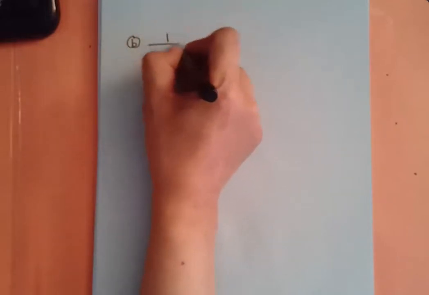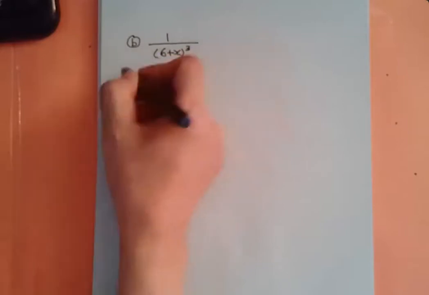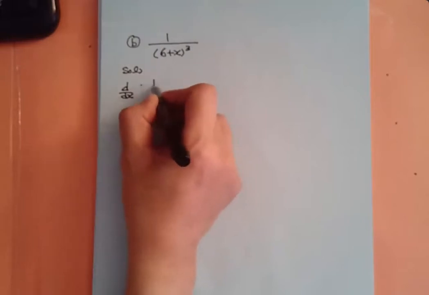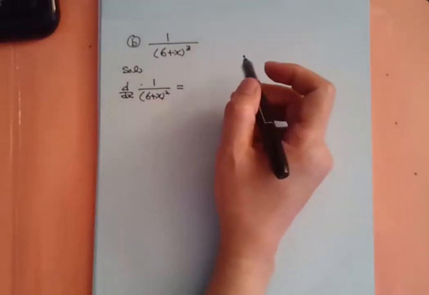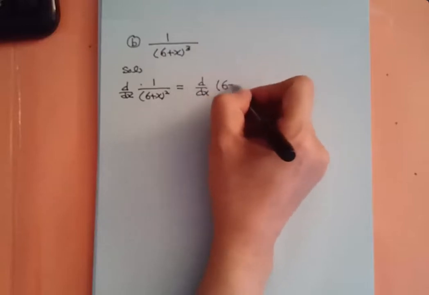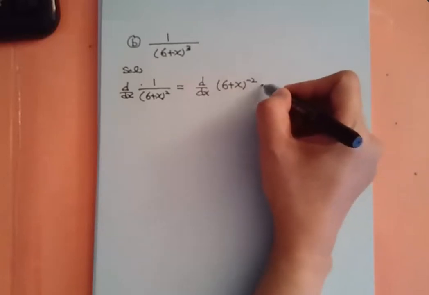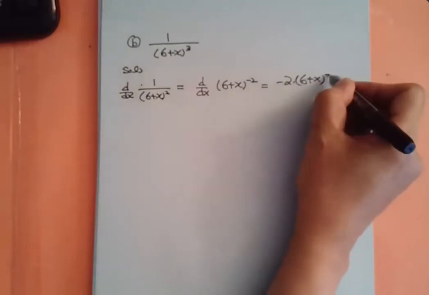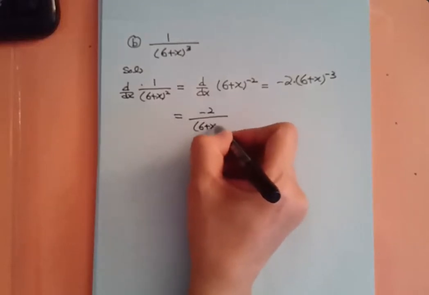The next problem is related to the previous problem, 1 over 6 plus x cubed. So that is d/dx of 1 over 6 plus x squared. Then that is d/dx of 6 plus x to the negative 2 power. If you differentiate that, you will get -2 times 6 plus x to the negative 3 power. So that is -2 over 6 plus x cubed.